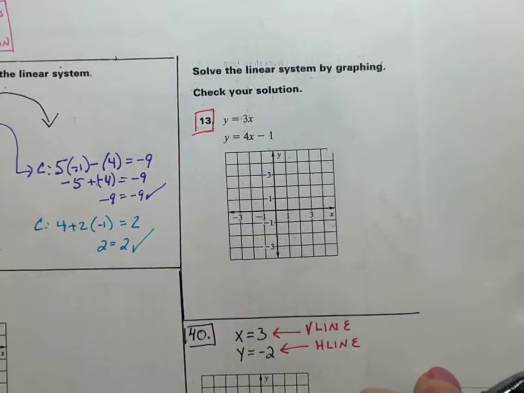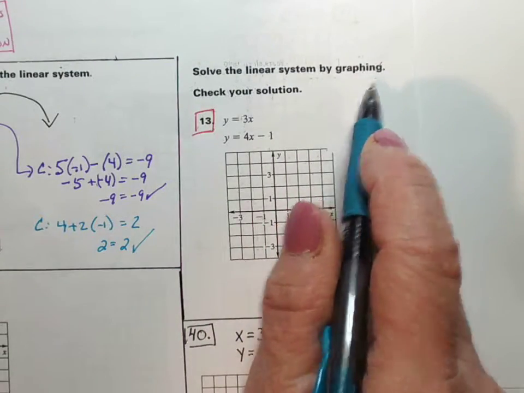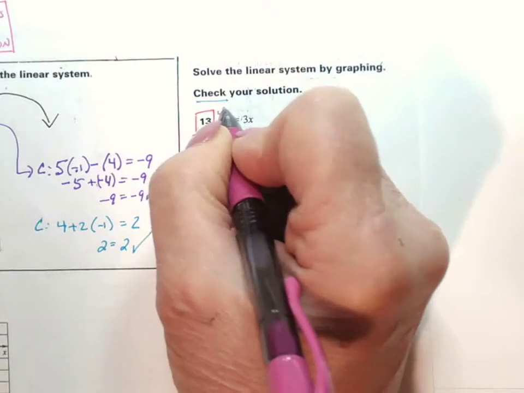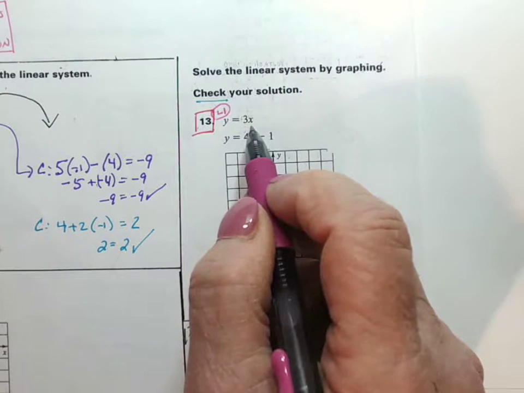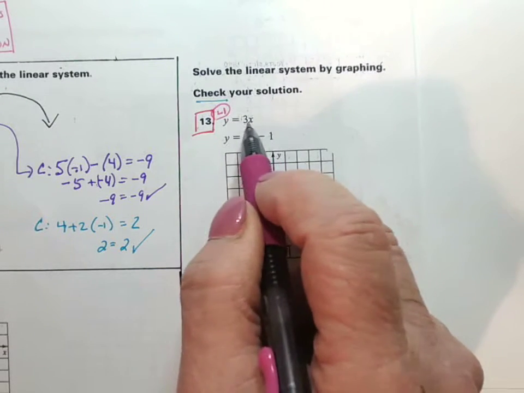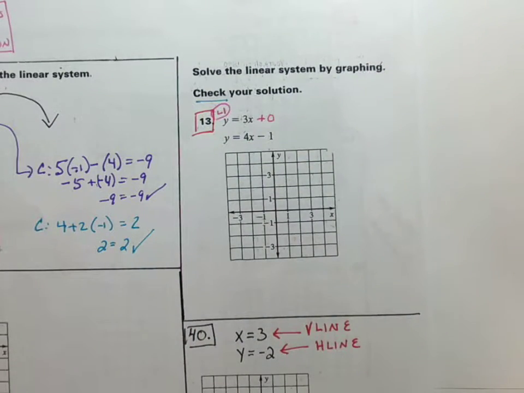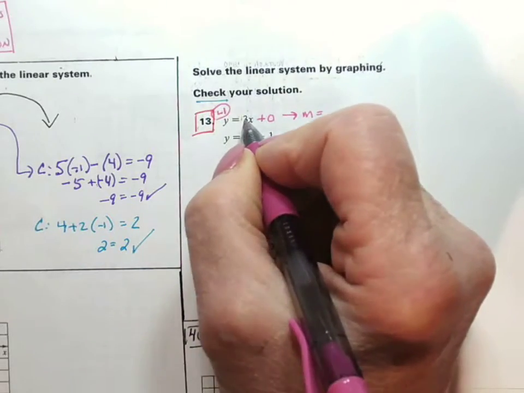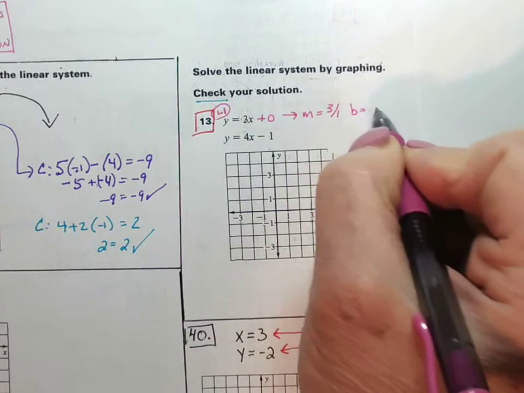The next problem says solve the linear system by graphing. Check your solution. Okay, so line 1 is y equals 3x, and that can be rewritten as y equals 3x plus 0. So my slope is 3. And I'm going to use rise over run, 3 over 1. And my y-intercept is 0.